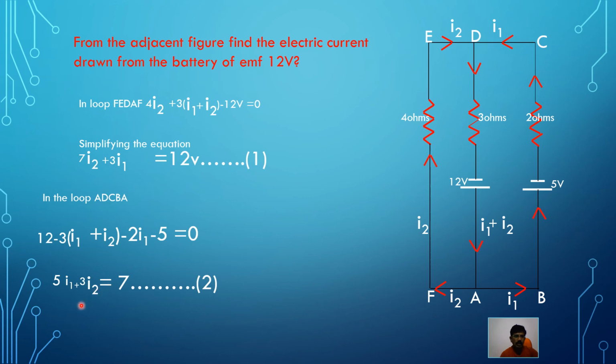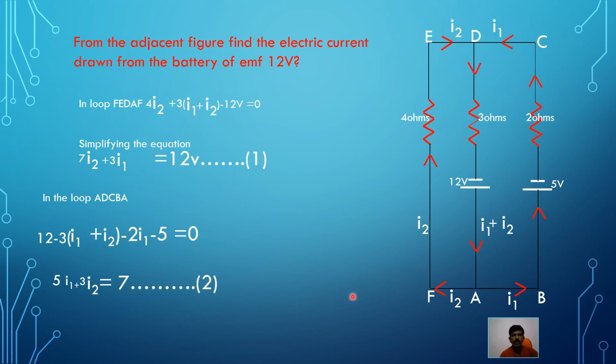Simplifying these, how much? Observe this one: minus 3I1 minus 2I1, that is minus 5I1. Next, minus 3I2. 12 minus 5 is equal to 7. By simplifying you will get 5I1 plus 3I2 equals 7. Let it be equation number 2.